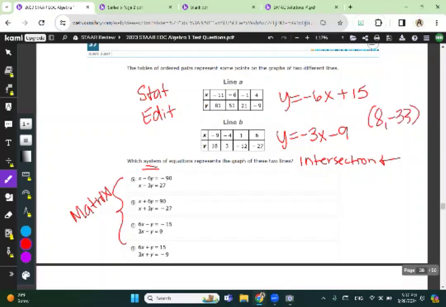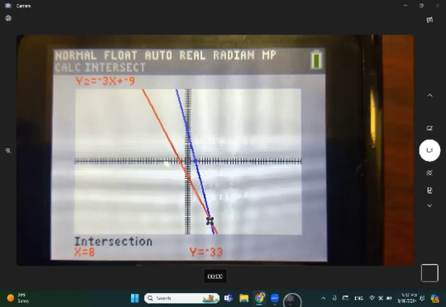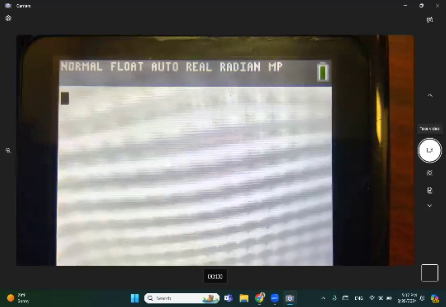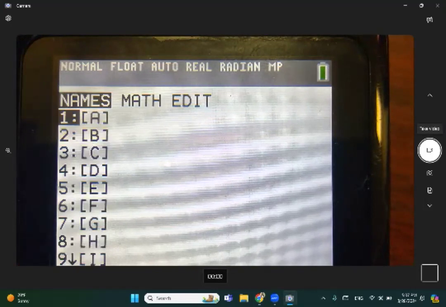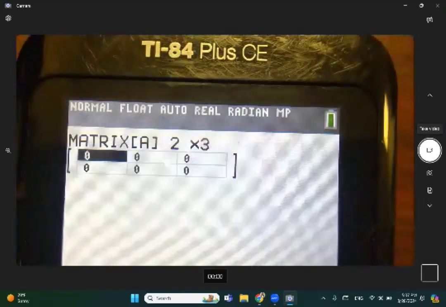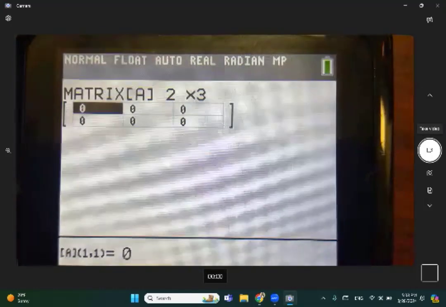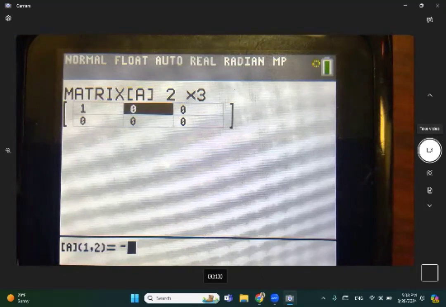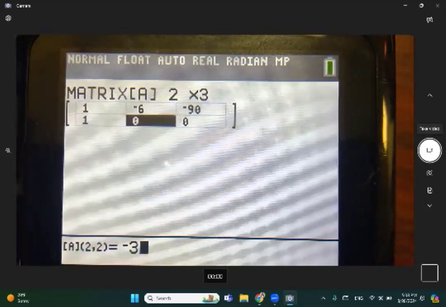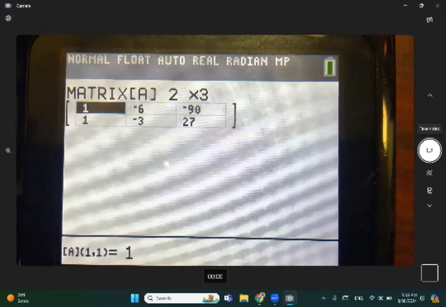Now I have to do matrix with these answer choices to figure out where they intersect. Okay, so now we're going to go to the second matrix. Always start in edit. Make sure it's 2 times 3: 2 equations, 3 numbers each. The very first equation is 1. You only type in the coefficients. And then 1, negative 3, 27. I hope this one's it.